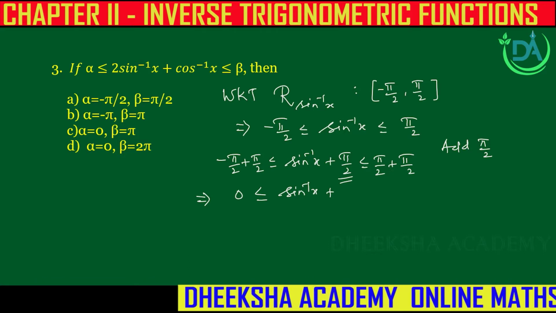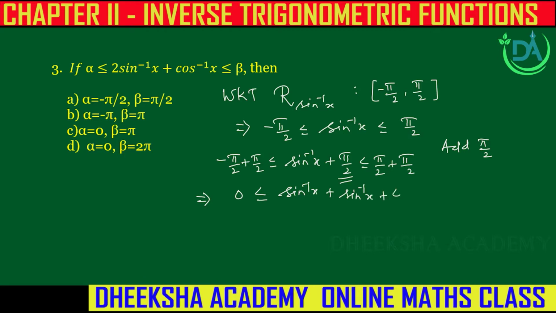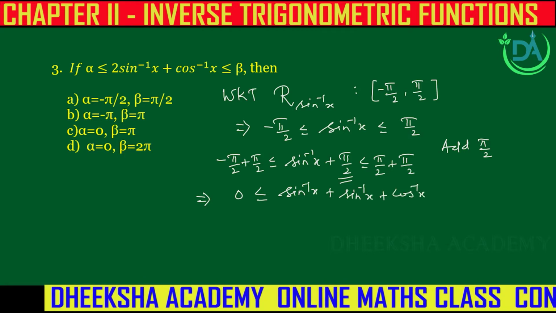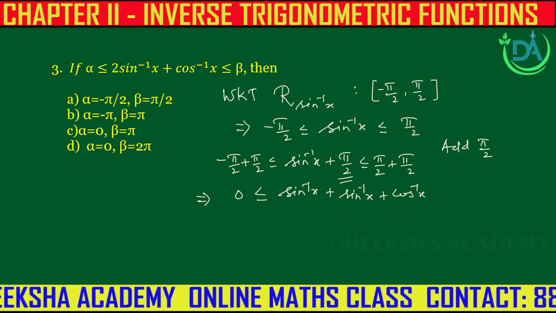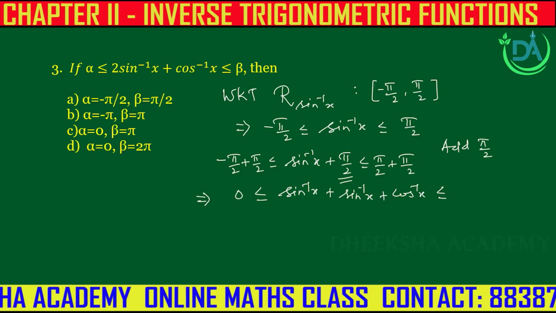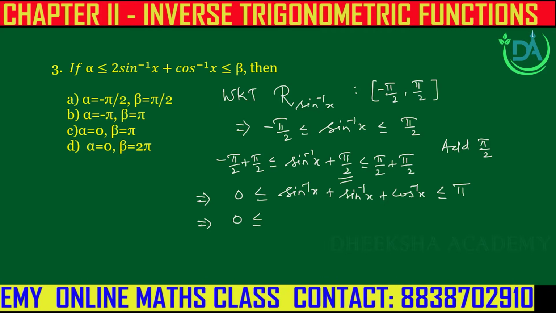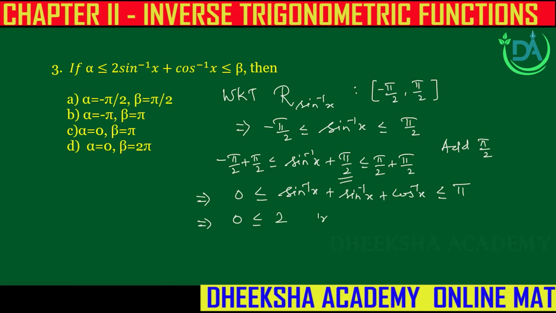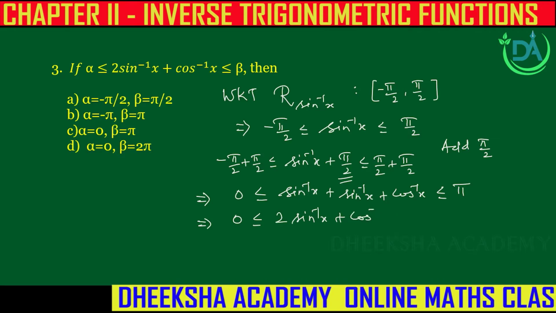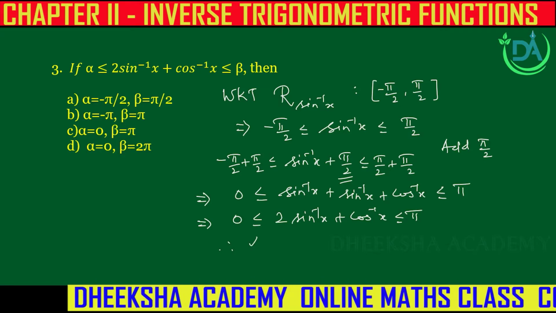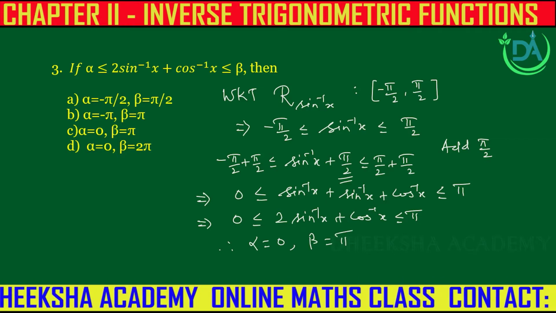So replace pi by 2 with sine inverse x plus cos inverse x. So 0 less than or equal to sine inverse x plus sine inverse x plus cos inverse x, that is 2 sine inverse x plus cos inverse x, less than or equal to pi. So therefore alpha is equal to 0, beta is equal to pi. So option C is the correct answer.